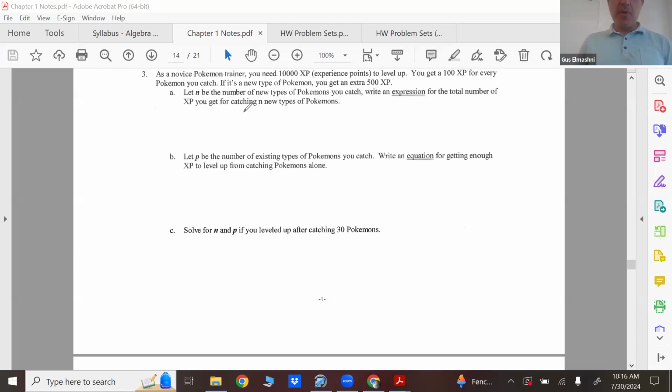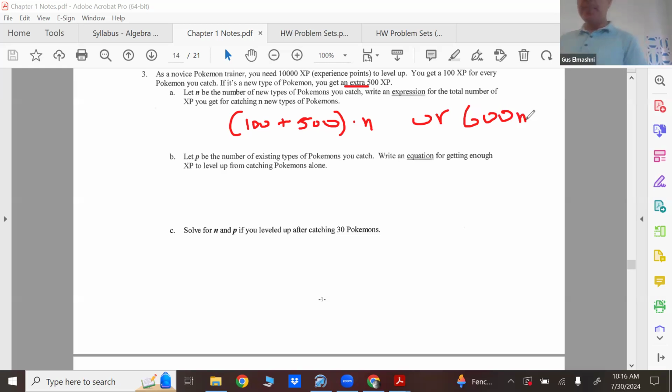Write an expression. So it'll be 100 plus 500 times n. Sorry, I meant to use n. Because you get 100 XP for every Pokemon you catch, and if you get a new type, you get an extra 500. So 100 plus 500, or 600n. So you got to read it very carefully.